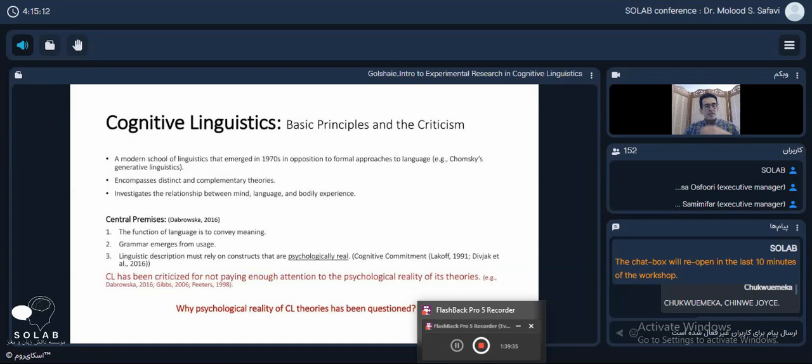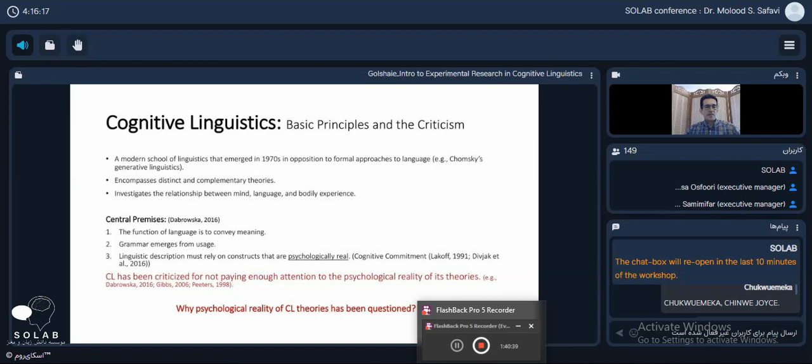The central premises of this school are that the function of language is to convey meaning, and grammar emerges from usage. And the third one, from Dabrowska, whom I'm citing here, is that linguistic description must rely on constructs that are psychologically real. This is an interpretation of the cognitive commitment of cognitive linguistics. But our concern in this presentation is this third point, that linguistic descriptions, many psychologists or psycholinguists believe, are not psychologically real. So we will see the reason and what the criticisms are.